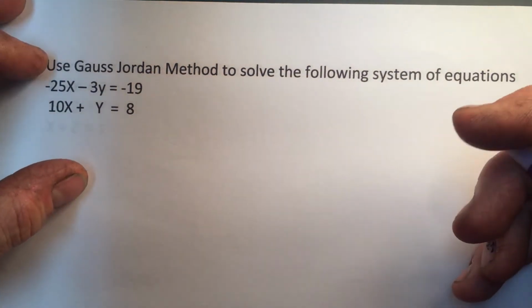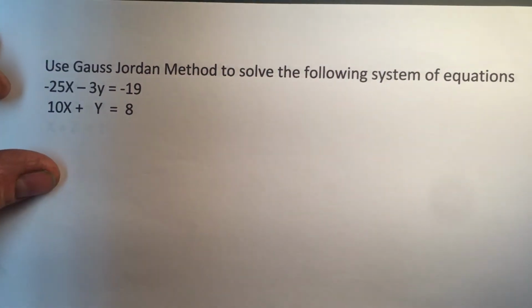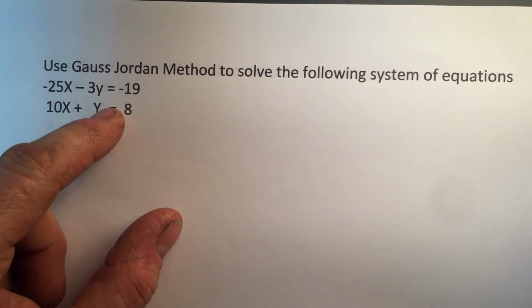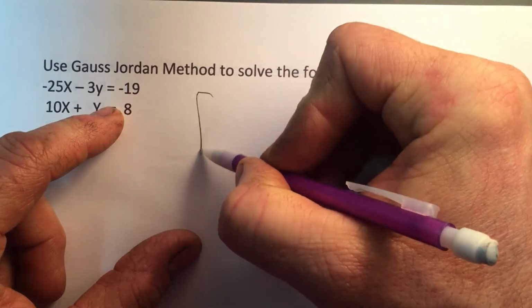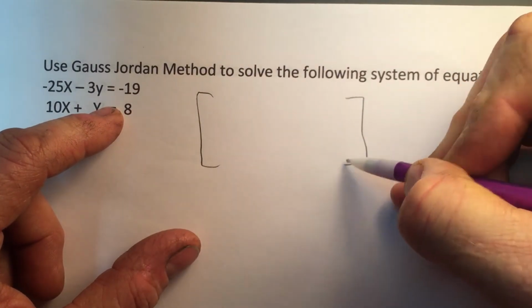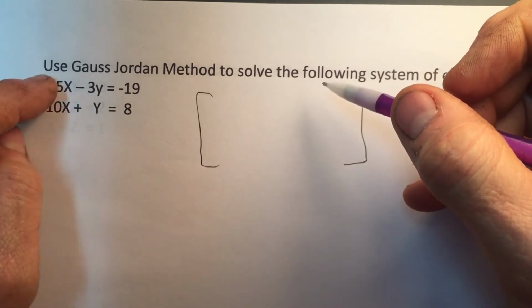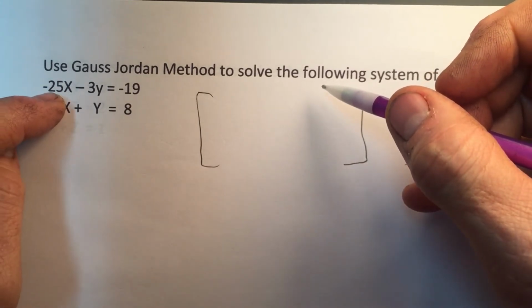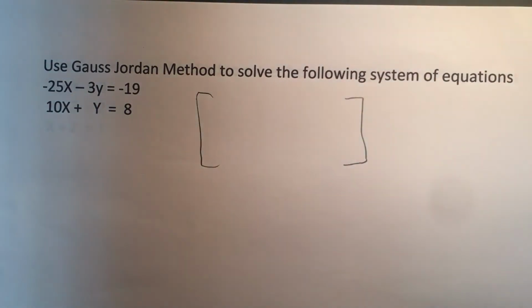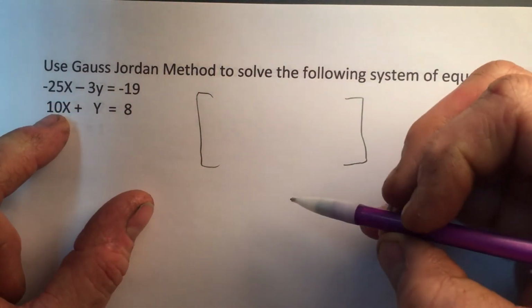Okay, so on this one, we want to solve this one. I need to make my augmented matrix for it. Now what I'm doing here, I noticed that this is 25. I'm going to divide everything by 25 to make that be a 1.